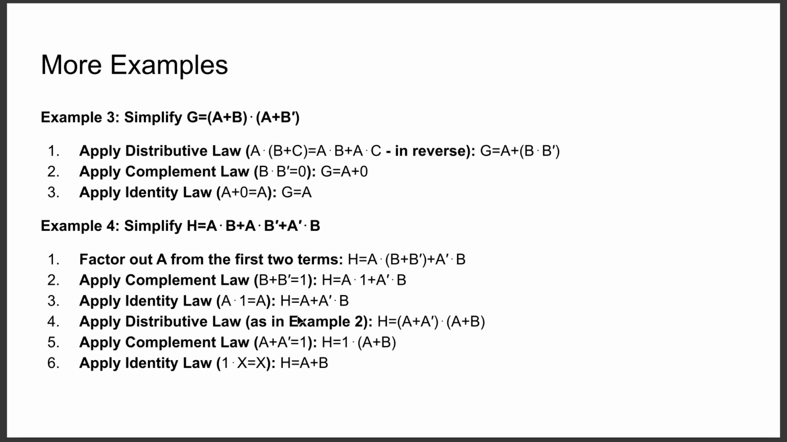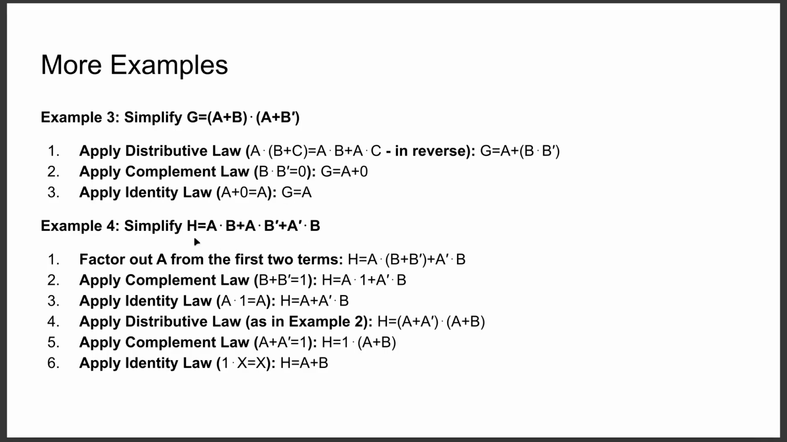Some more examples. Simplify g is equal to bracket a or b and bracket a or b prime. So by applying the distributive law in reverse, we get g is equal to a or bracket b and b prime bracket. And applying the complement law, we get g is equal to a or 0. With the identity law, we get g is equal to a.